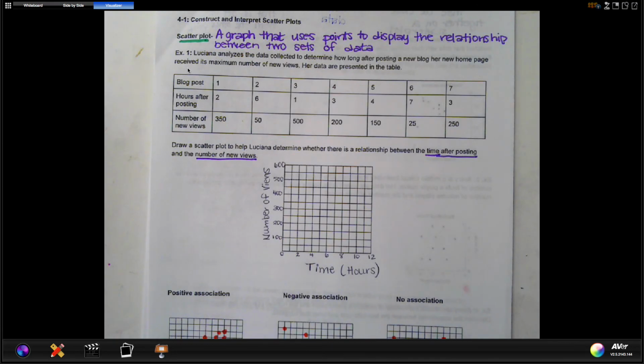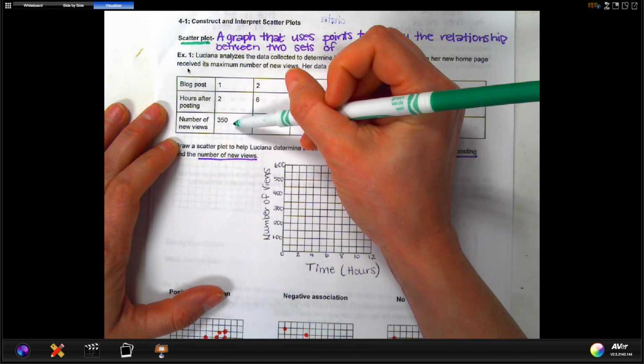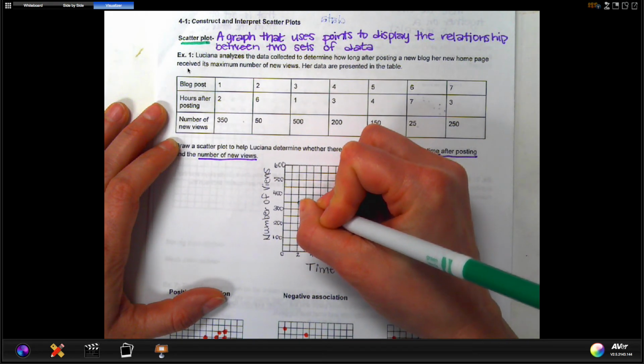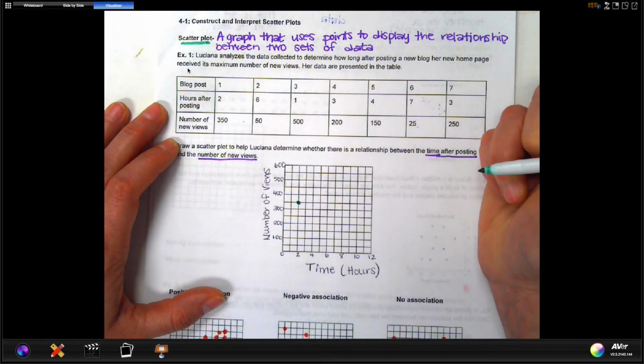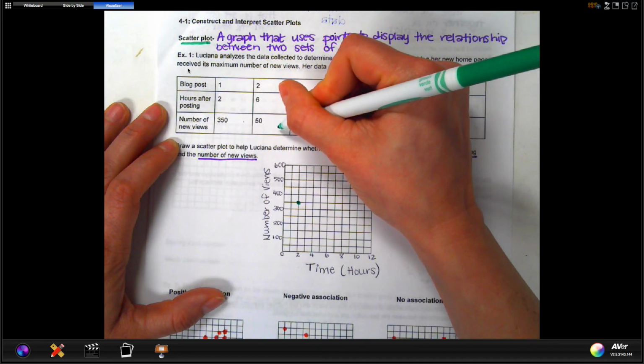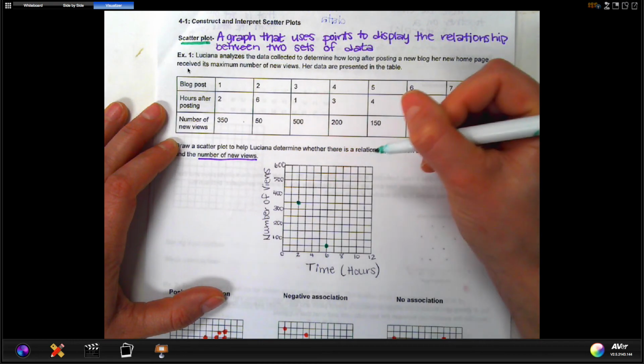All right, so once everything's labeled, and you can pause the video if you need time, then you put the points on the table. Where do you get the information? Well, you look at your table here. So 2 hours after posting, we've got 350 views, or she does. So you would go right to 2 and then up to 350, which would be right there, and you make a dot. 6 hours after posting, she's got 50 views. So go right 6 and then up 50, make a dot.